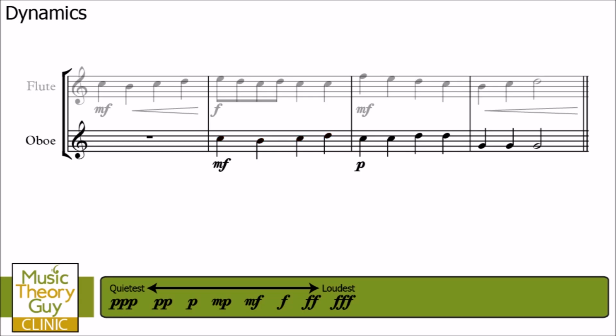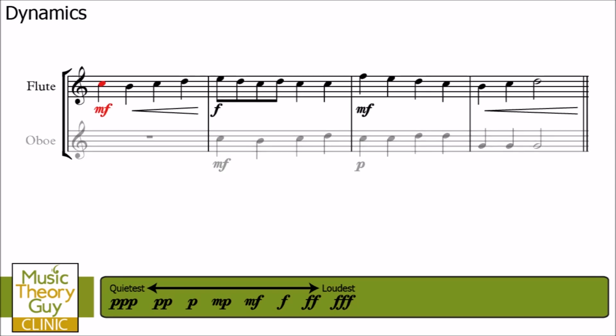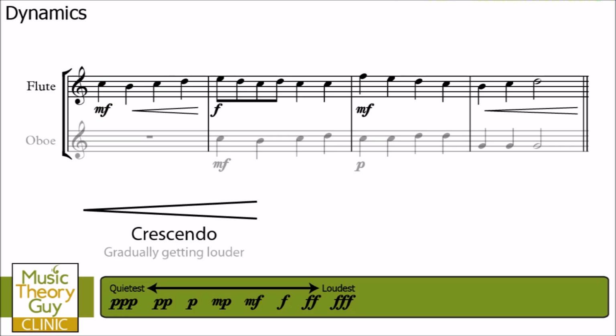So this time let's have a look at the flute part. We can see that the very first note, which I've highlighted red, is MF. So that first note is played mezzo forte. But immediately after that we come across this symbol. Now this symbol means crescendo, which means gradually getting louder.